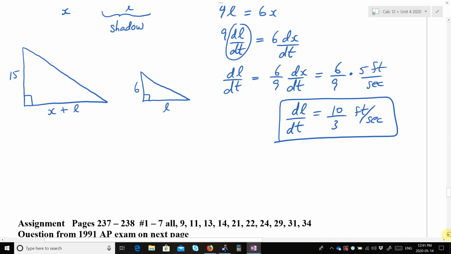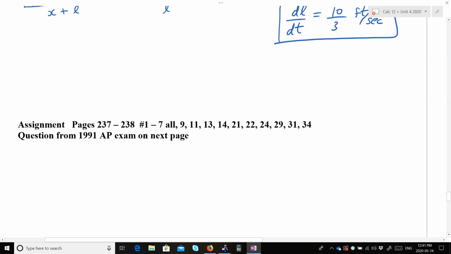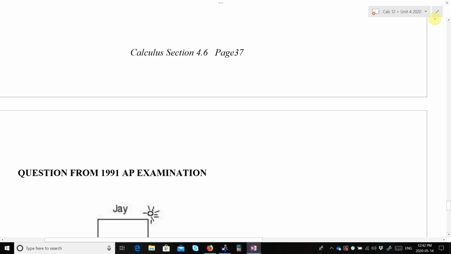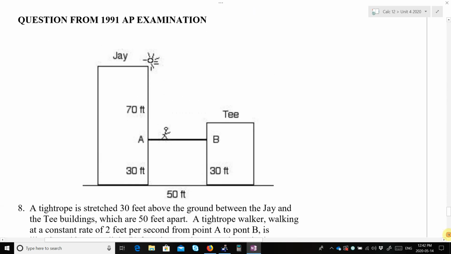Alright, so there you go, guys. Those are the 4.6b notes, which is more on related rates, and this assignment looks pretty good. I changed 1 to 7 all to odd. I've axed number 9. Of course, you can try any questions you want. I axed 22 and 24, 31 and 34, but then I did add in 33. And remember, I do have my handwritten answer key on my website. And then there's this question from the 1991 AP exam, if you want to give that a try.